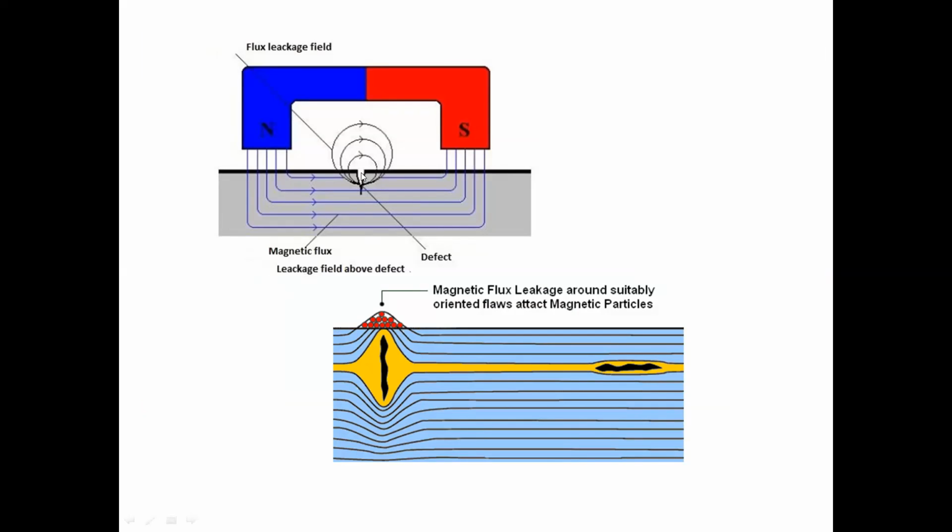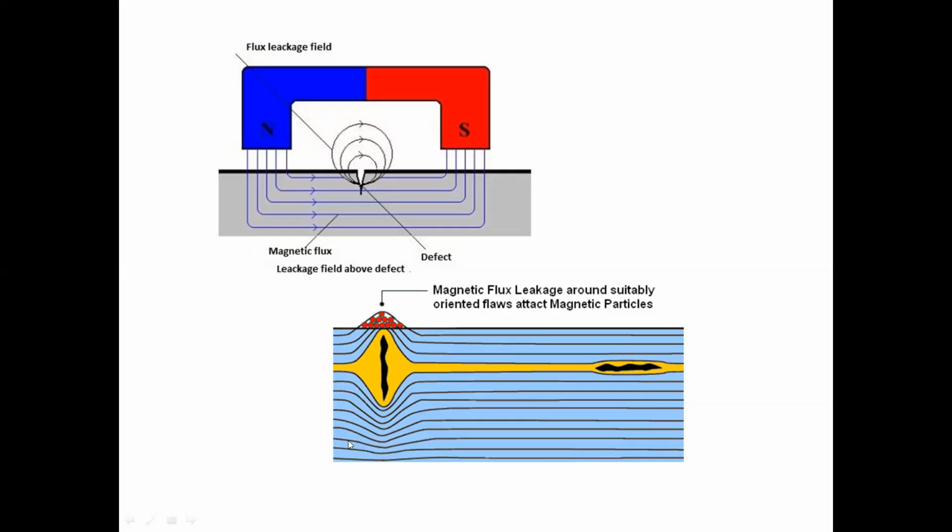If there is any discontinuity in the material, it disrupts the flow of the magnetic field lines, and there is a possibility of magnetic field leakage like this. Where a discontinuity is there, there is a chance for leakage of magnetic flux. This leaked magnetic flux attracts the magnetic particles. Where the magnetic particles accumulate, there is an indication of a defect on the surface or subsurface of the component. This is the main principle.